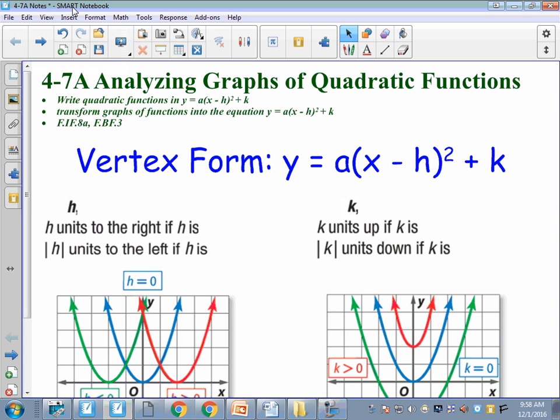These are your 4-7A notes. We're going to analyze graphs of quadratic functions. We did a little bit of this in the beginning of the year where we talked about the transformations of graphs, but we're going to do it more in terms of quadratics today.